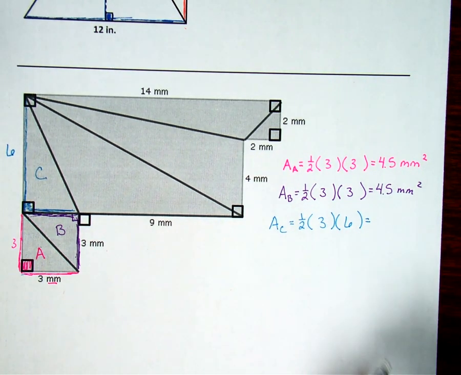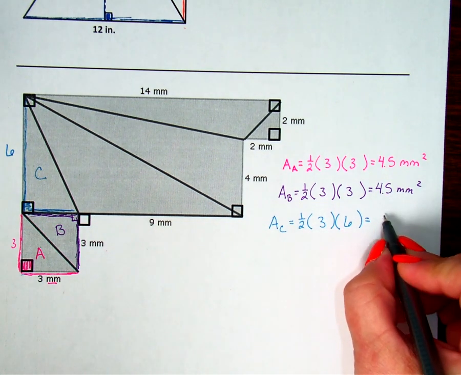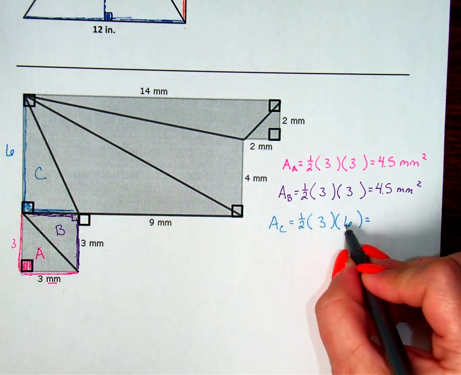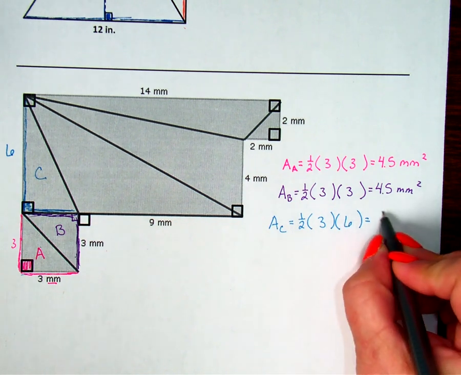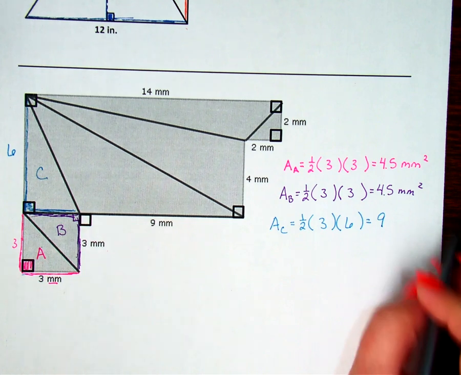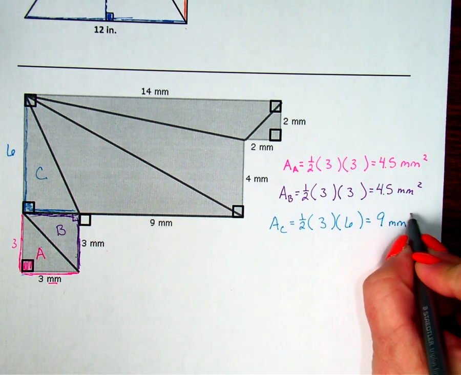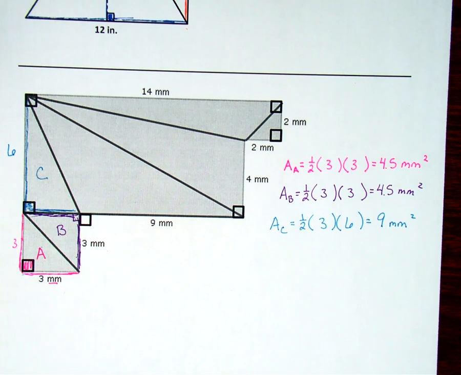So 1/2 of 3 times 6. 3 times 6 is 18, and half of that is 9. And again, it's area, so we're using square units. The square does not go on the 9, the square goes on the units. Okay? Let's look at the next triangle, triangle D.